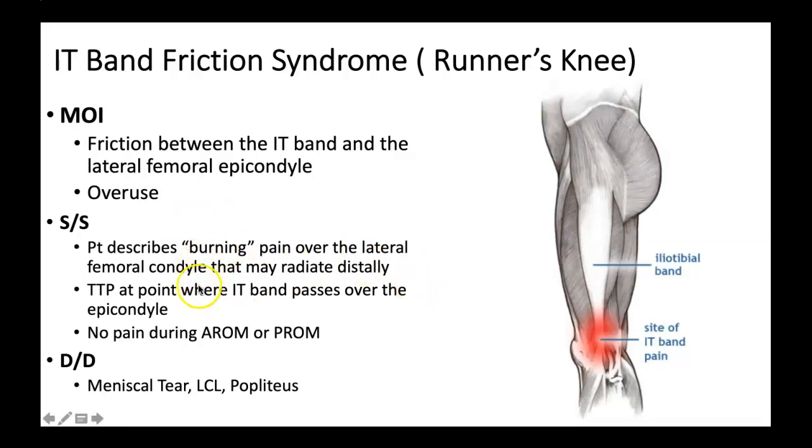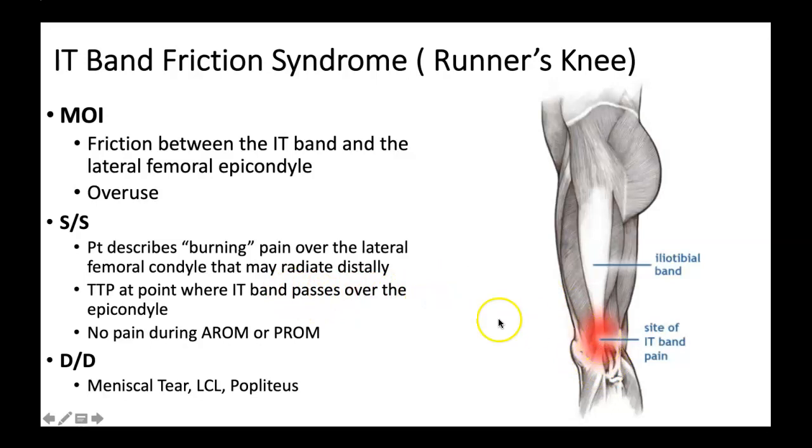So in terms of signs and symptoms, the patient complains of a sharp stabbing pain on the lateral aspect of the knee in the area of the lateral condyle and epicondyle region. And that pain is typically going to radiate distally to Gerdy's tubercle, if that makes sense. They're going to be tender to palpation over that lateral epicondyle.